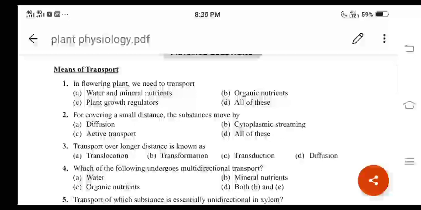And remember, there are different options here like B, C and D, right? And already you know about the D option, diffusion. Diffusion will help only for a small distance, right? We have studied about the meaning or definition of diffusion. What is diffusion here? The movement of molecules or ions from their higher concentration to the lower concentration till the equilibrium is reached. This is called as diffusion.